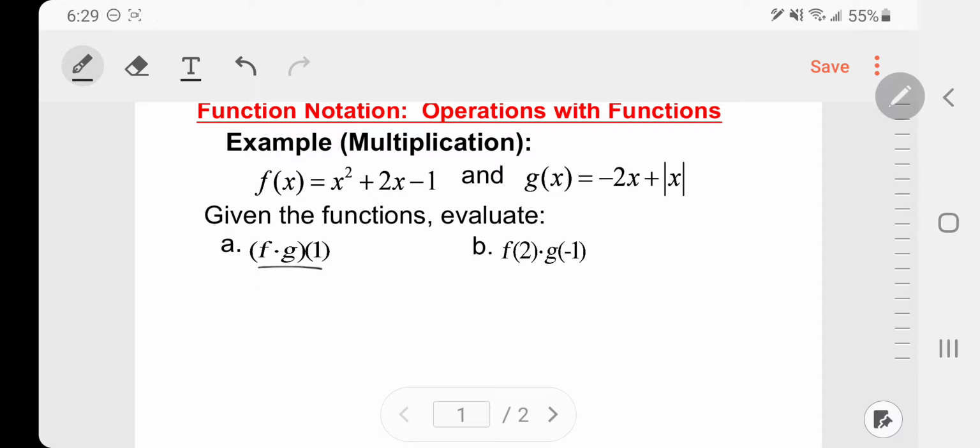So we discussed this in the prior video when it pertained to addition. It's the same rule here, so we're going to separate these. I'm going to look for f of 1, and I'm going to look for g of 1, and then in the end we are going to multiply our two solutions.